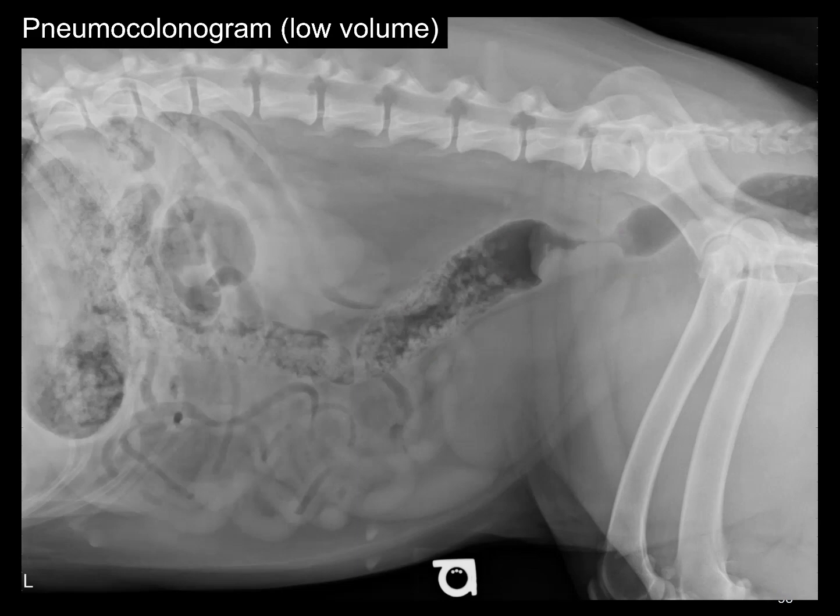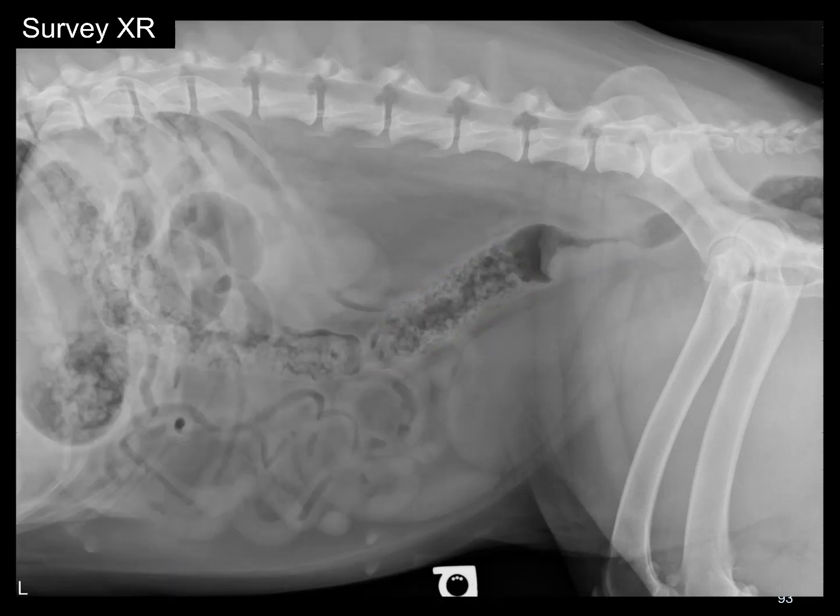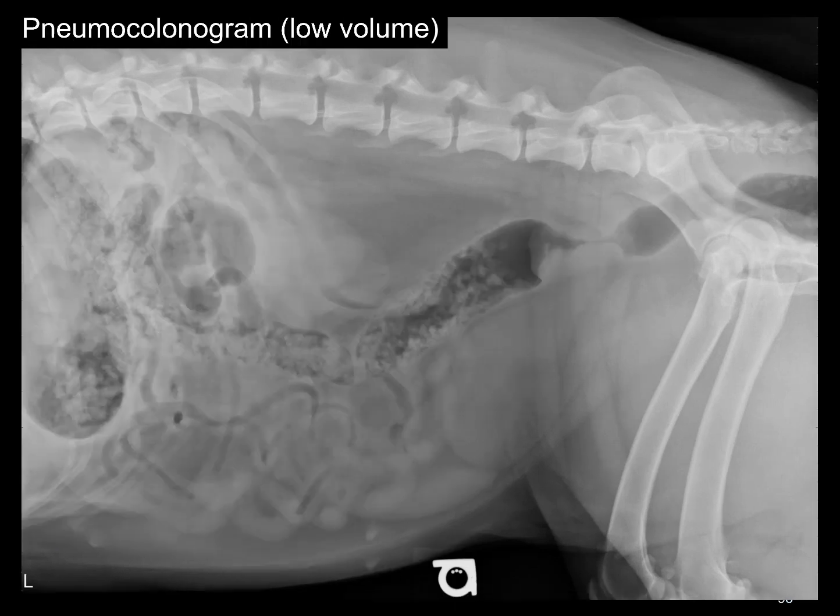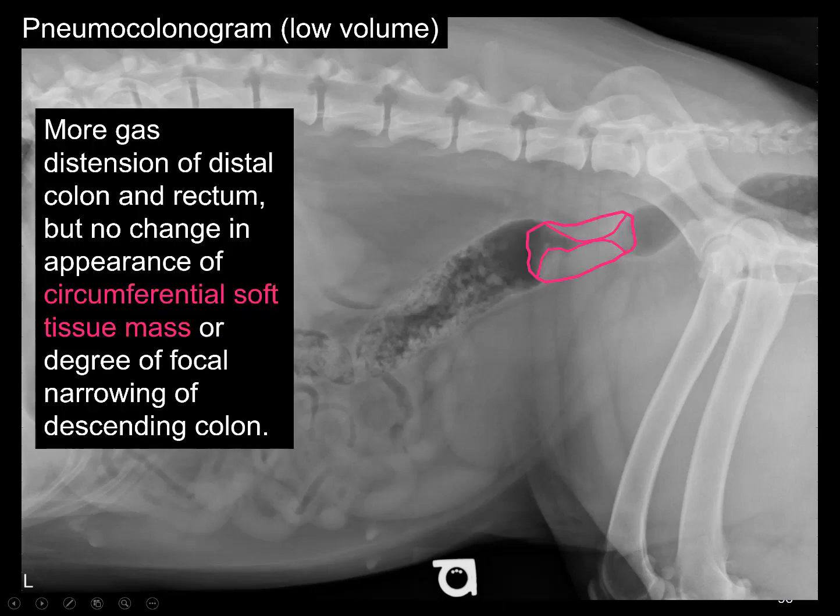And we did. We added some air to the colon, not a high volume of air, so it's a low volume pneumocolonogram. But if I go back and forth, you can see that we did manage to distend the colon some, but we did not distend the lumen at all in the area of this soft tissue structure. We probably highlighted the margins of that mass a little bit better, but it stayed. So this is a real mass. This isn't just fecal material or something else. There's a circumferential soft tissue mass here causing dramatic narrowing of that lumen.